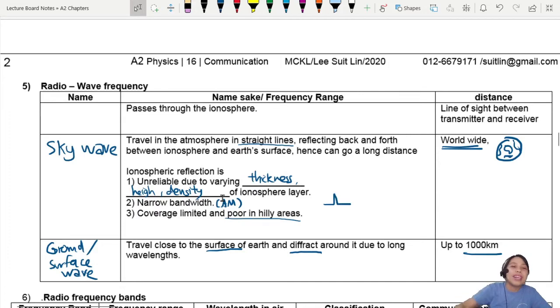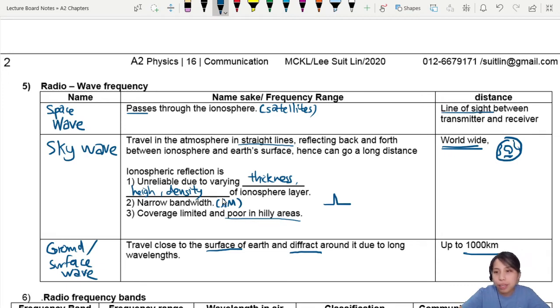Lastly, the one that is not in the diagram, which cuts through the ionosphere, is what we call a space wave. A space wave can pass through the ionosphere and is usually used to communicate with satellites, satellite TV or GPS kind of thing. And there must be a line of sight between transmitter and receiver. There's no bouncing here and there.